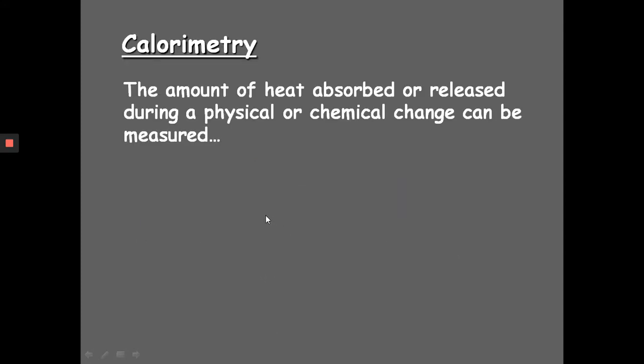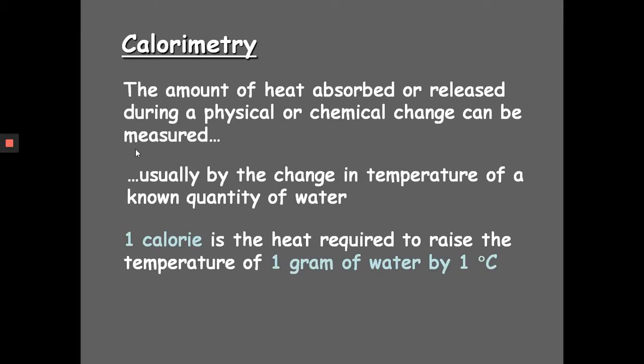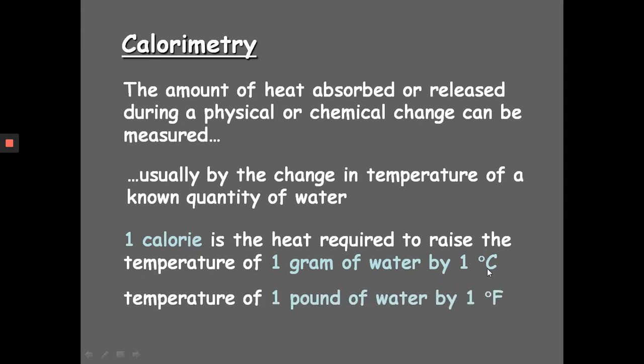Calorimetry is basically a lab procedure to transfer the heat energy from one system to the other and then do the calculation. The amount of heat absorbed or released during a physical or chemical change can be measured, usually by the change in temperature of a known quantity of water. And 1 calorie is the heat required to raise the temperature of 1 gram of water by 1 Celsius.